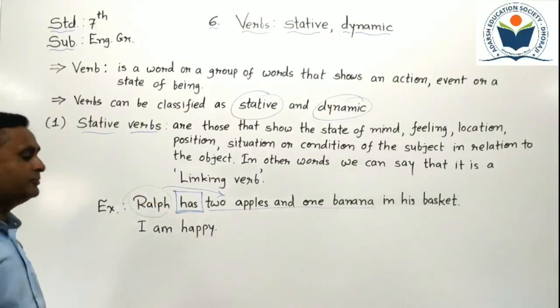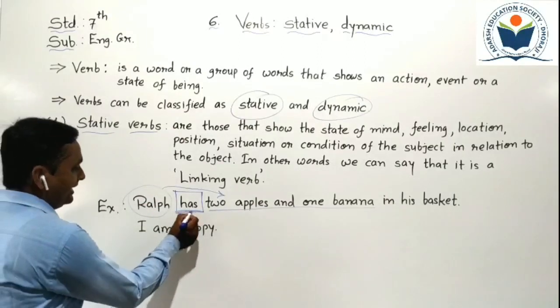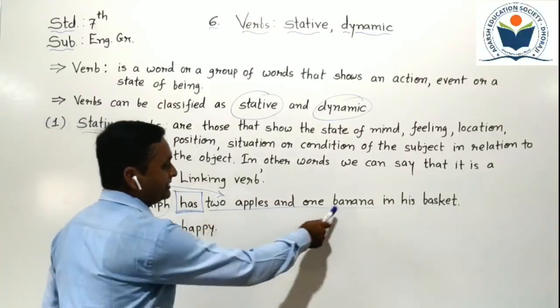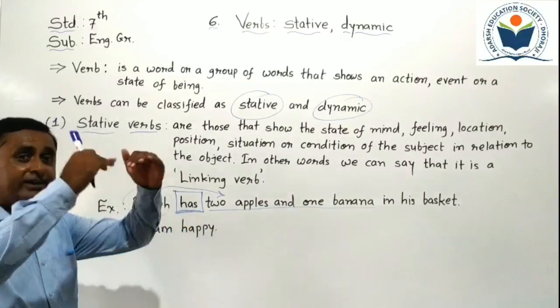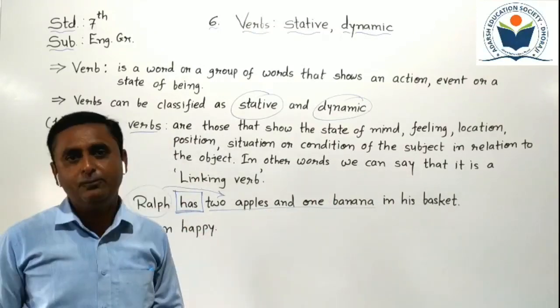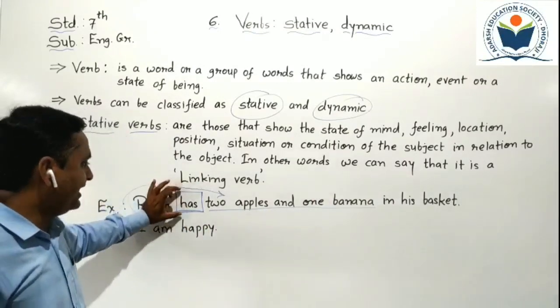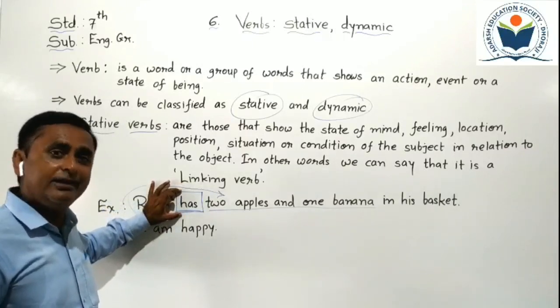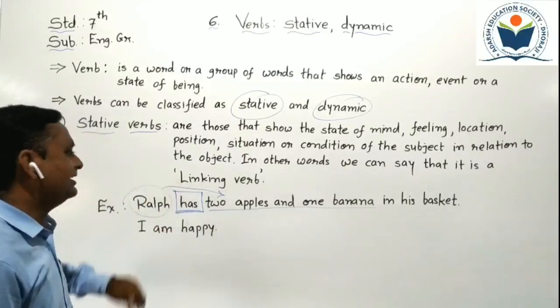Can you understand students here? Has shows the relationship between Ralph and 2 apples and 1 banana. It shows the relation between subject and object. So we can say that has is a stative verb here, or linking verb. Second example I write here.